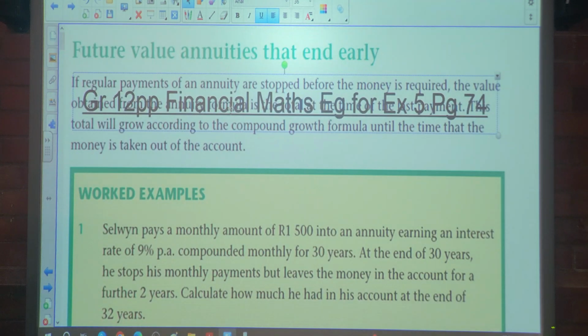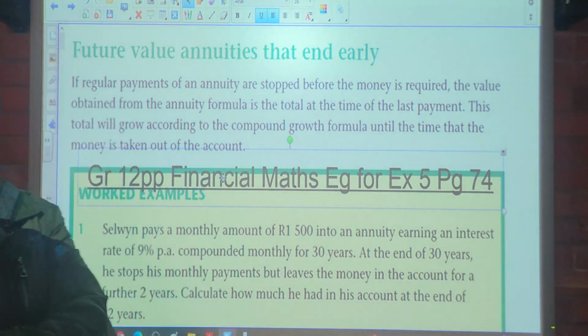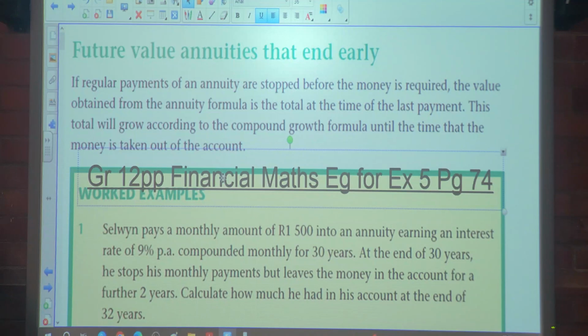Future value annuities that end early. If regular payments of annuities are stopped before the money is required. So say for argument's sake you're saving 1,000 rand for 30 years. But at the point when the 30 years elapse, you realize you don't need that money yet. You still have 4 years before you retire.